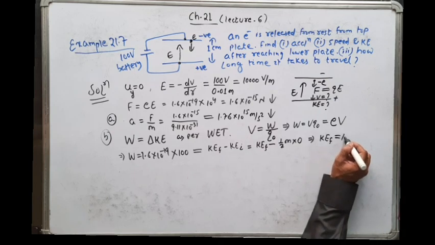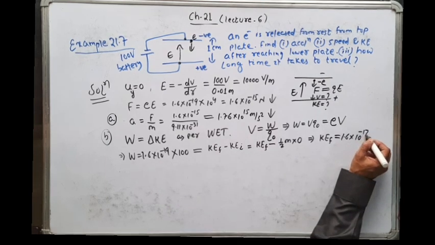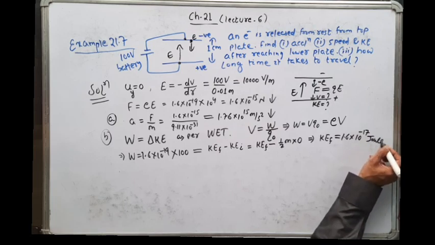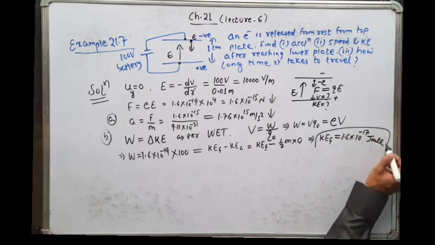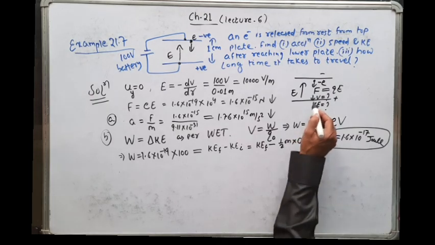Which is equal to 1.6 into 10 to the power minus 17. What is the unit of kinetic energy? Joule. So this is the answer for the kinetic energy at which the electron will strike the ground.